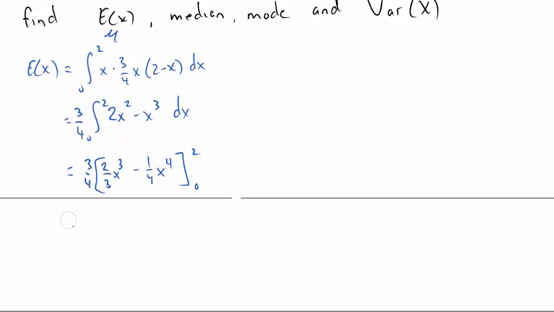And substituting our limits of integration into the antiderivative, what we get is 1. So we have an expected value for this function, a mean of 1. Median. Let's find the median next.